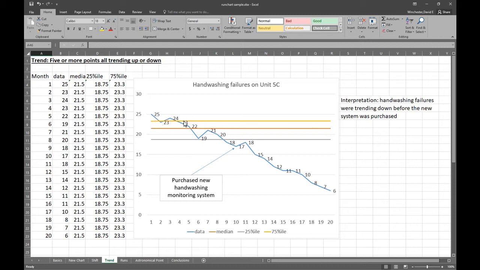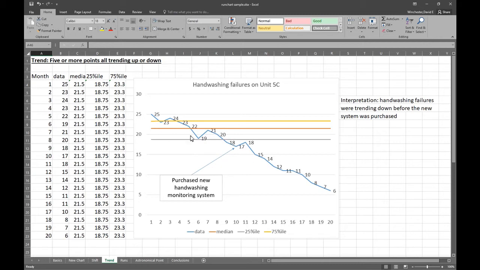25, 23, 24. It looks like it's following this little line right here. Our median, based on our baseline 10 values here, is 21.5. Right, so we only calculated it based on what we think is the steady state. And then I've also added these 25th percentile and 75th percentile lines just to give you an idea of what the statistical margins are for this particular process.